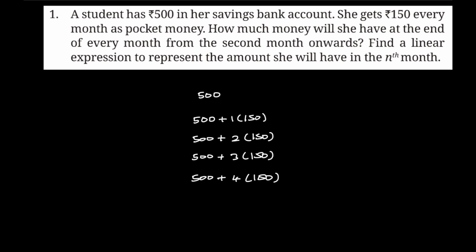Your question is to find the linear expression to represent the amount she will have in the nth month. So in general, we can write it as 500 plus, at the end of the nth month, n multiplied by 150. Now the linear expression n multiplied by 150 is 150n. So 150n plus 500 is the final answer of the first question.